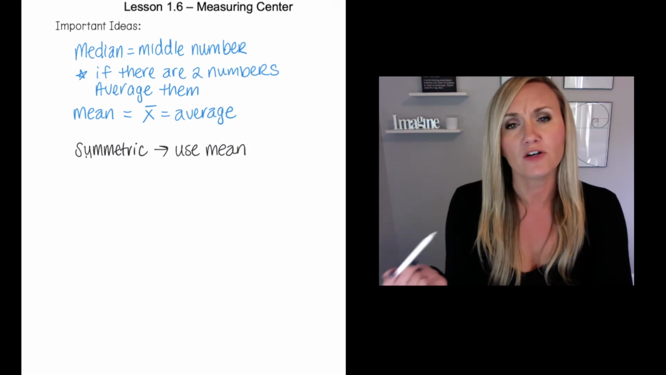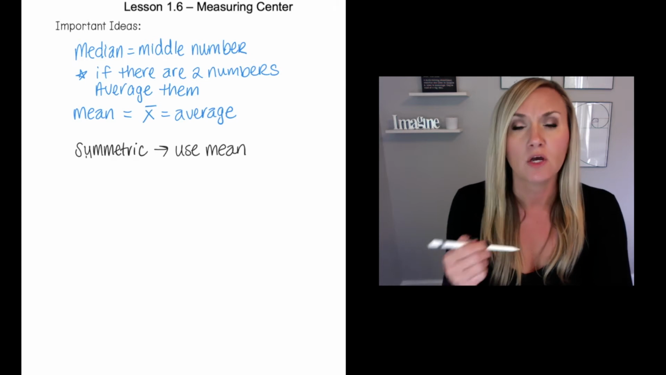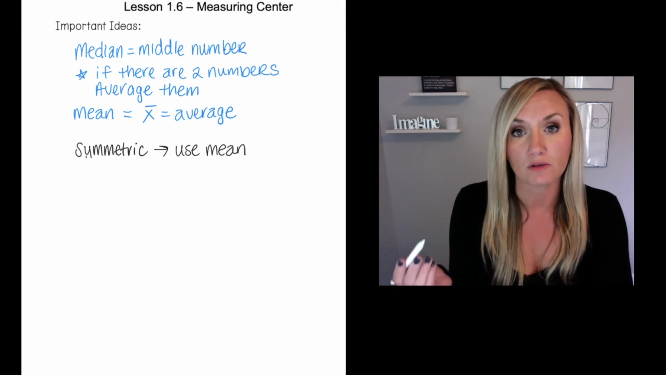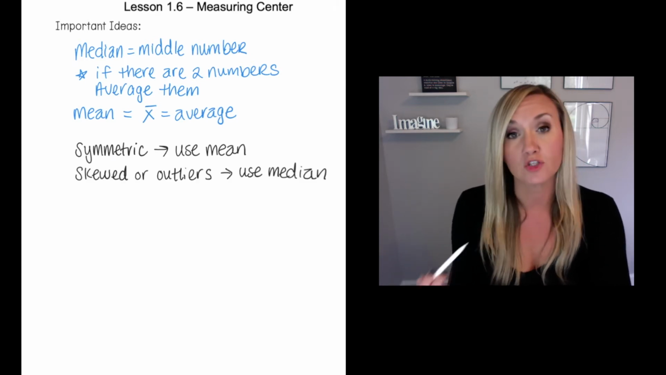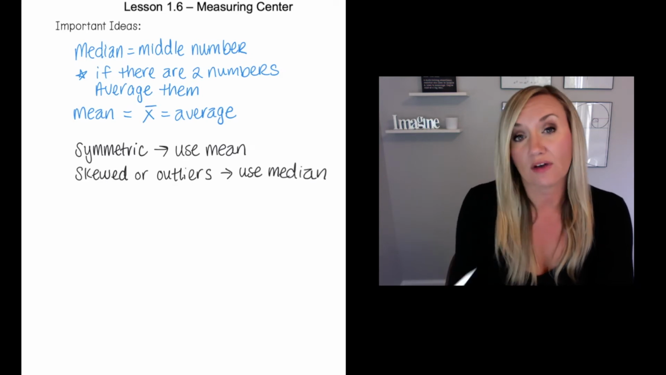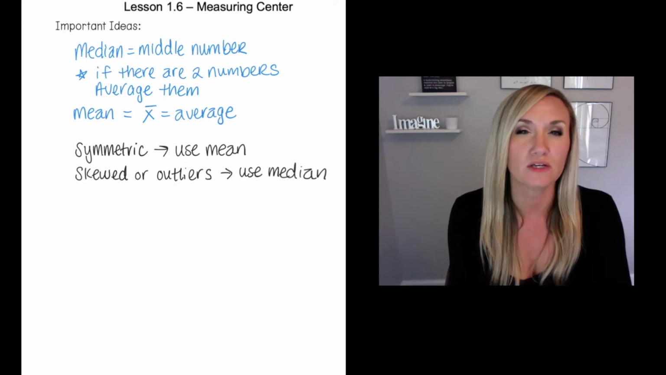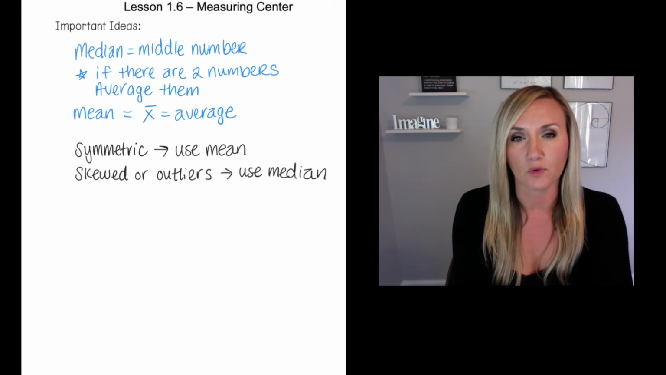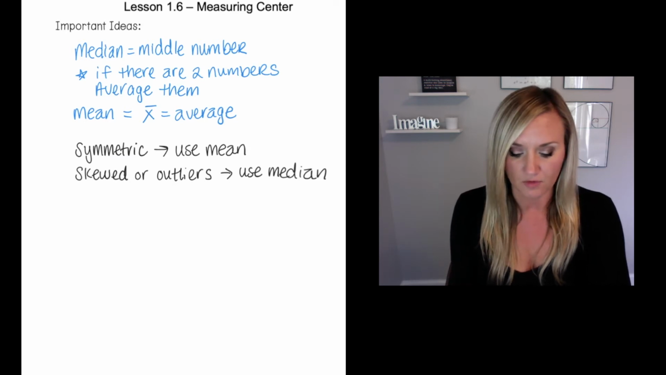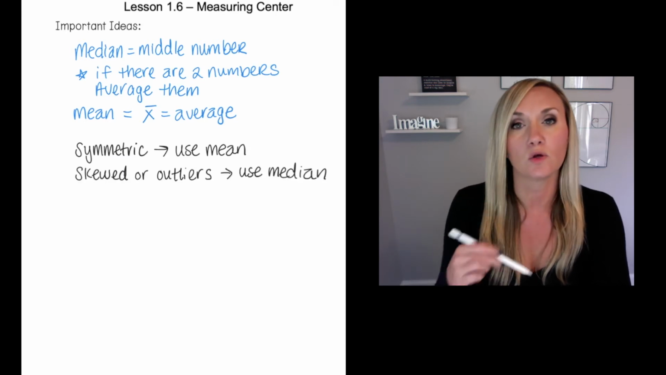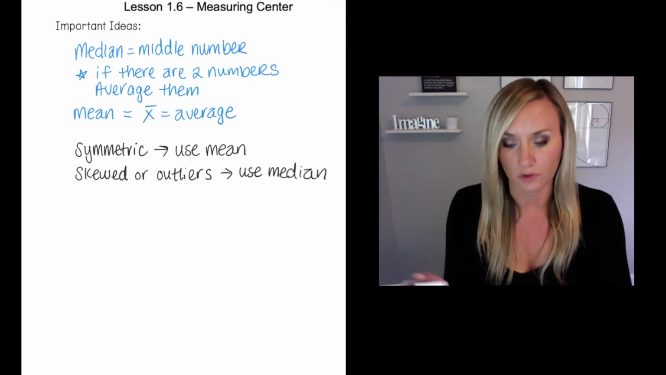If our data is symmetrical, we would like to calculate the mean. And if it's skewed, or if we have outliers, then we need to really look at the median when looking at the center of our data. Let's take a look at an example of what that would look like.